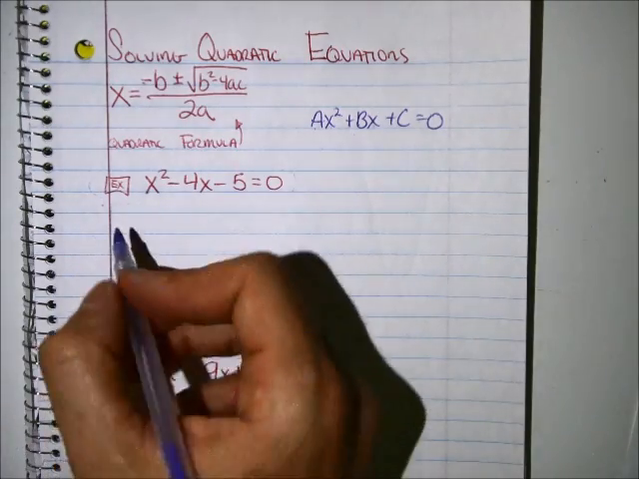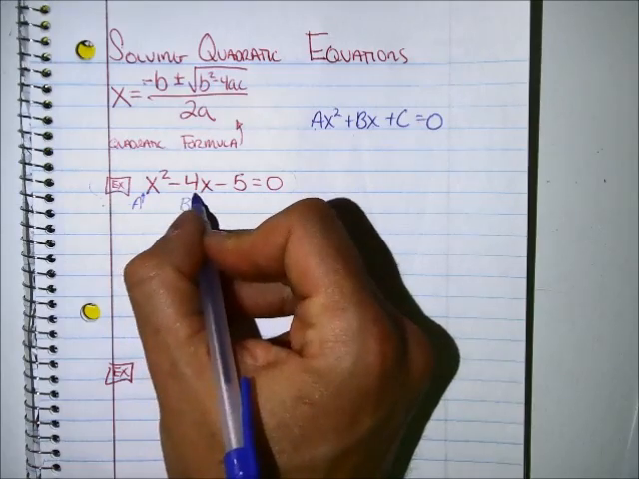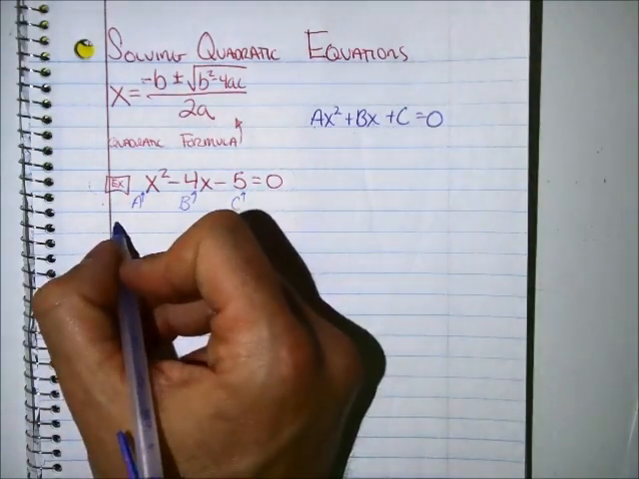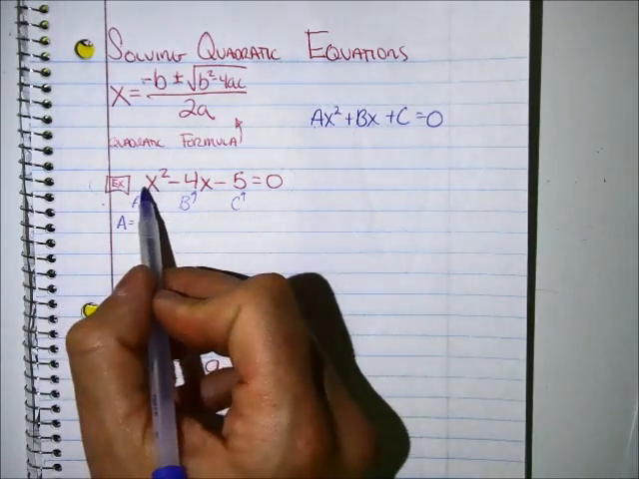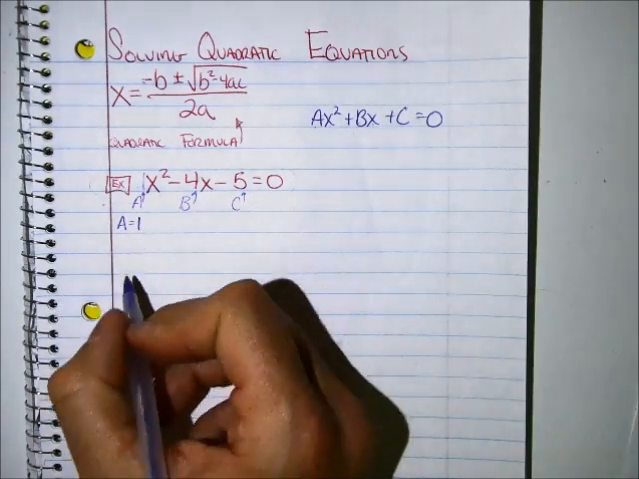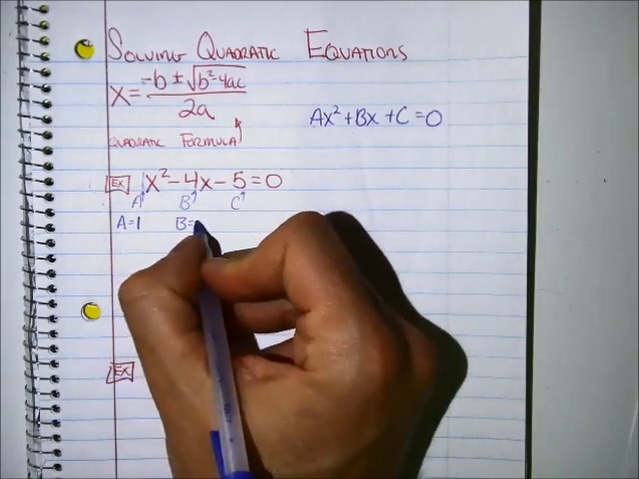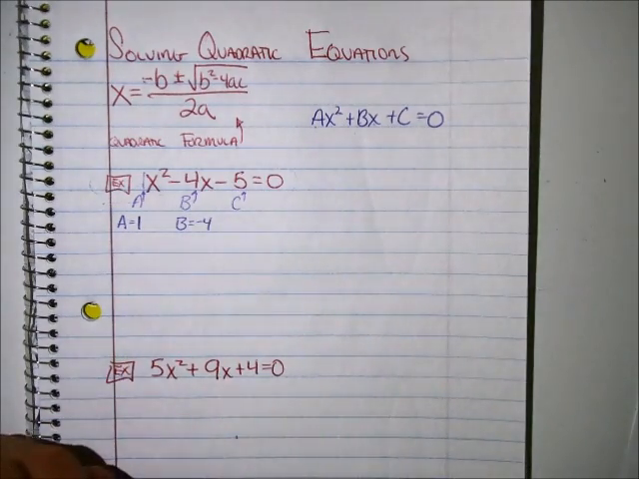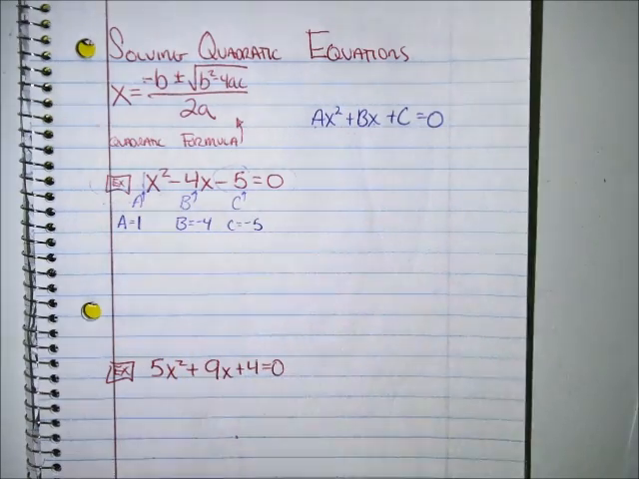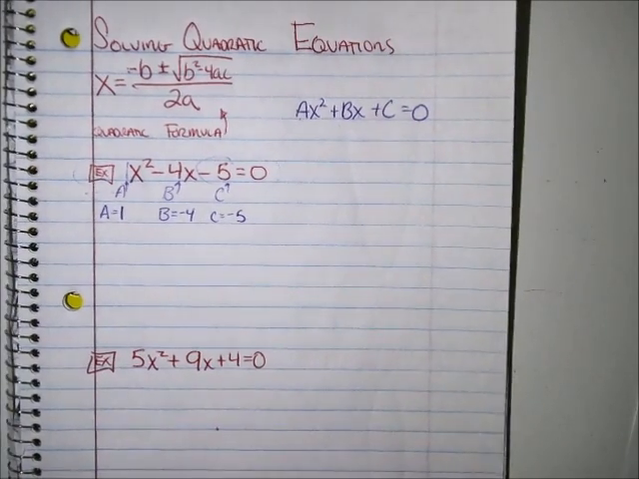So for this first example, the a is in front of the x squared, the b is in front of the x, and the c is right here. So in front of x squared I don't see anything, but there's a coefficient, it's a 1. The b in front of the x is a minus 4, so the b is negative 4. And the c, it's this entire thing, negative 5. So a is 1, b is negative 4, c is negative 5.